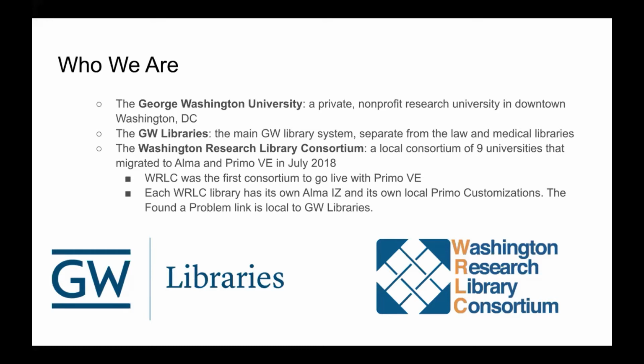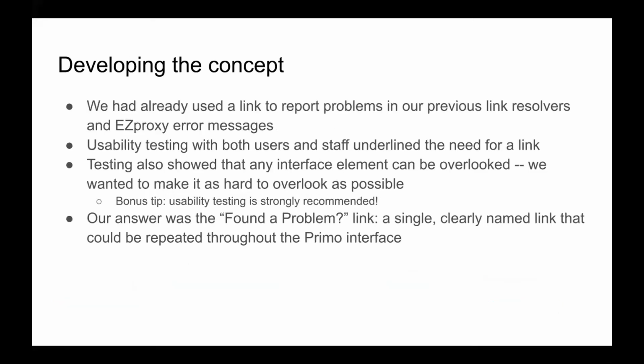Each WRLC institution has its own ALMA institution zone, and most importantly for this presentation, each university has its own Primo customization package. So the Found a Problem link I'm going to talk about is specifically at the GW libraries. So, how we developed this concept. We knew from the beginning that we would want some sort of link in Primo for users to report problems. We had already had good results with similar links in our previous link resolvers and in our customized EZproxy error messages.